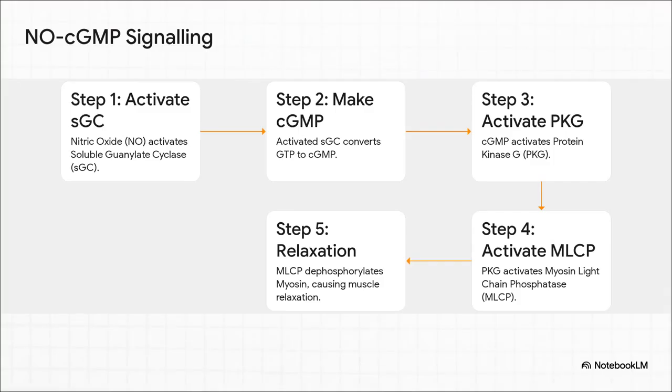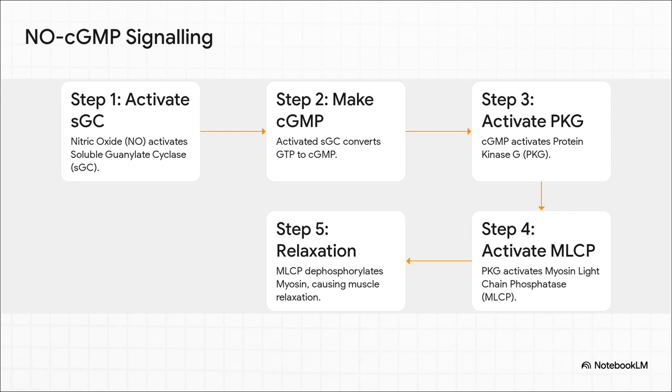Before we even get to the drugs, we have to understand how our body does this naturally, and it's a really elegant cascade. It all begins when our own nitric oxide, or NO, which is made by an enzyme called eNOS in our blood vessel lining, drifts into the smooth muscle. That single event triggers this whole 5-step domino effect, and the end result is the muscle just relaxes.